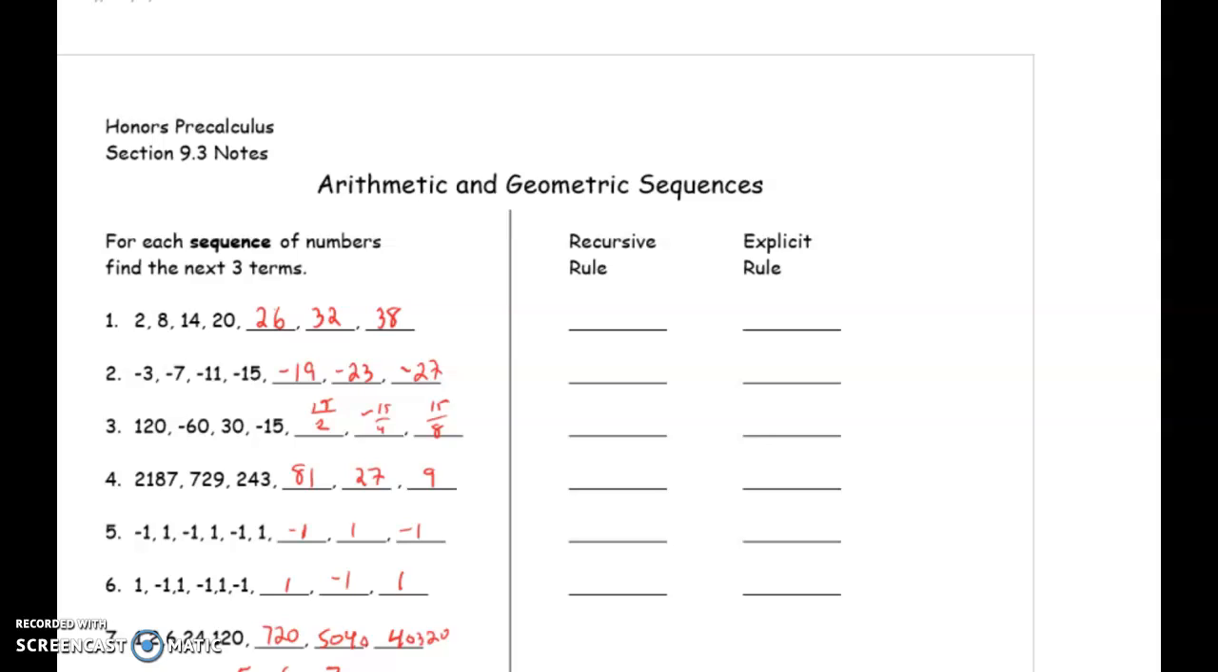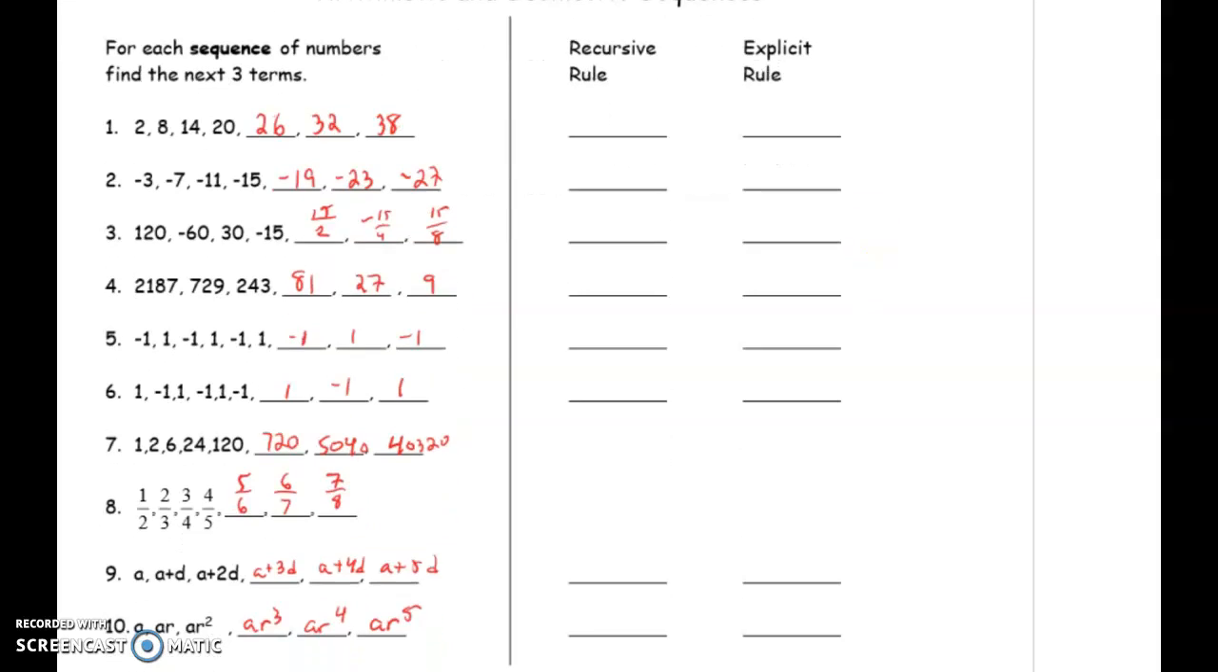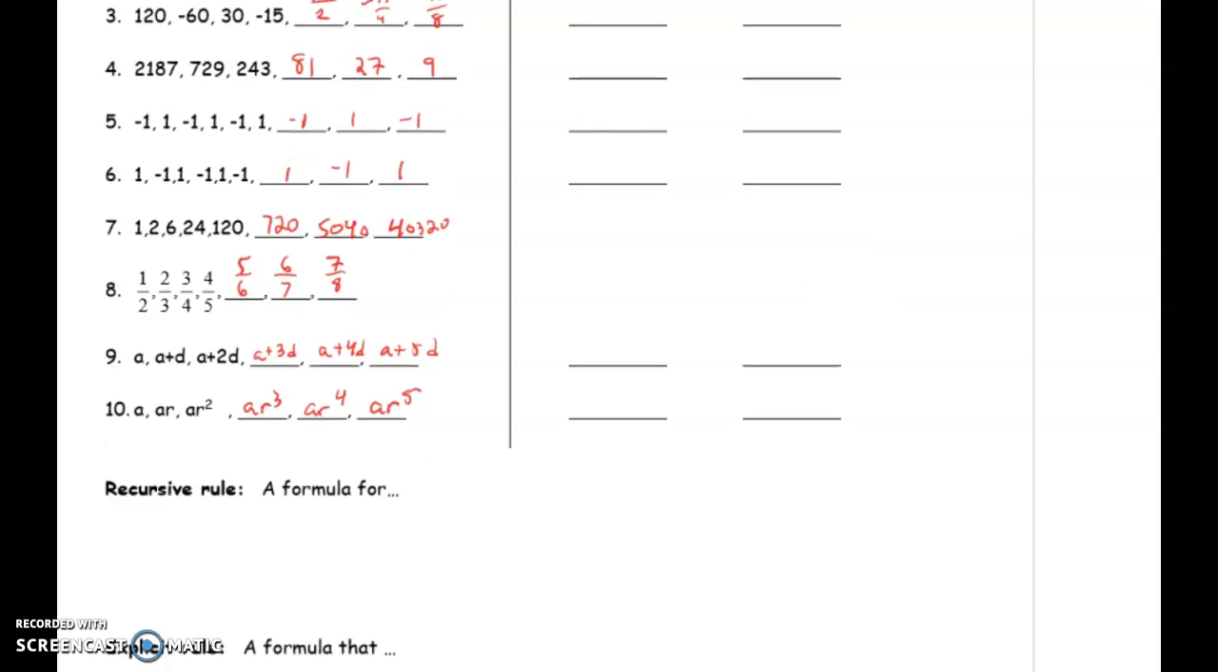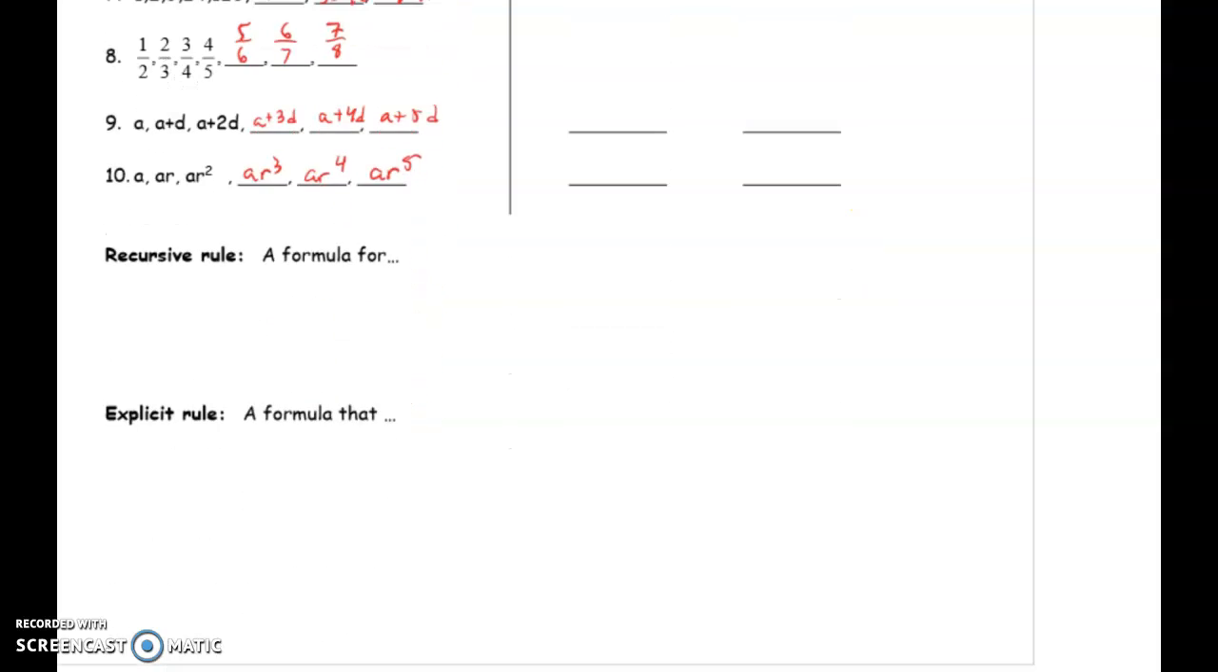Okay, welcome back. The first thing we're going to talk about is the fact that sequences can be written in two different ways. We can write what's called a recursive rule, and we can write what's called an explicit rule. A recursive rule is a formula for a sequence that defines each term based on the previous term.